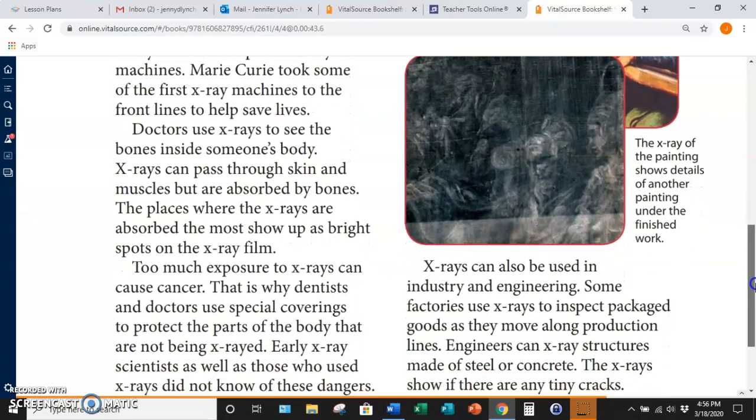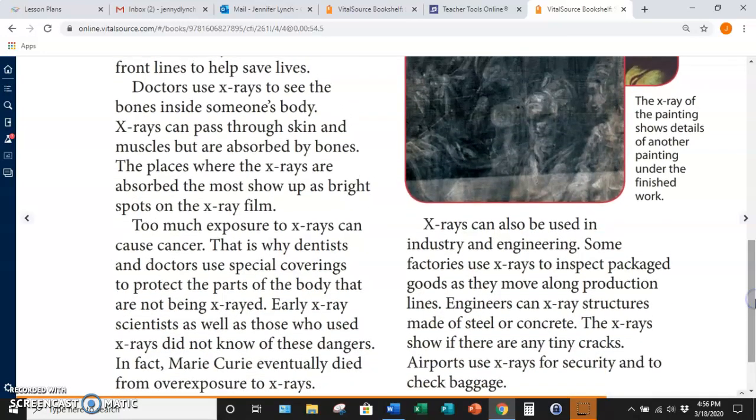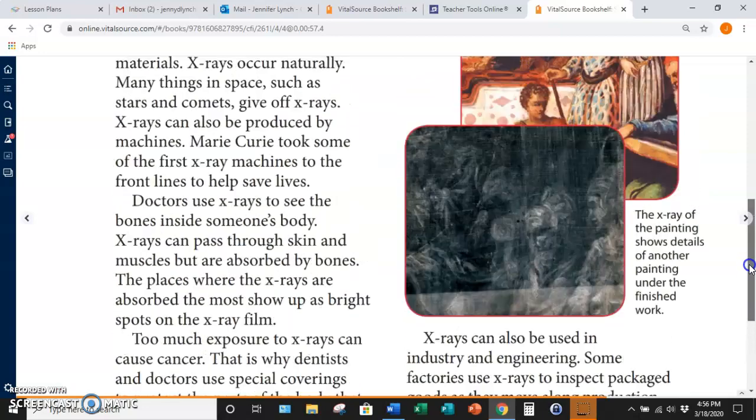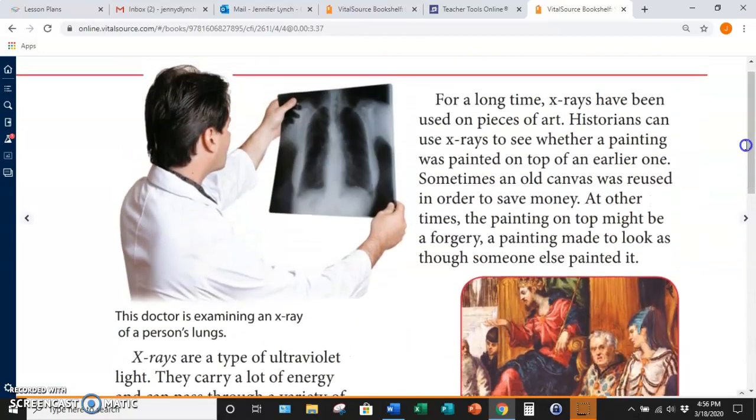Doctors use x-rays to see the bones inside someone's body. X-rays can pass through skin and muscles, but are absorbed by bones. The places where the x-rays are absorbed the most show up as bright spots on the x-ray film. Too much exposure to x-rays can cause cancer. That is why dentists and doctors use special coverings to protect the parts of the body that are not being x-rayed. Early x-ray scientists, as well as those who use x-rays, did not know of these dangers. In fact, Marie Curie eventually died from overexposure to x-rays. That's like that vest thing that they put on you when you go in to get an x-ray, if anybody's ever had one done. That's to protect you from that.